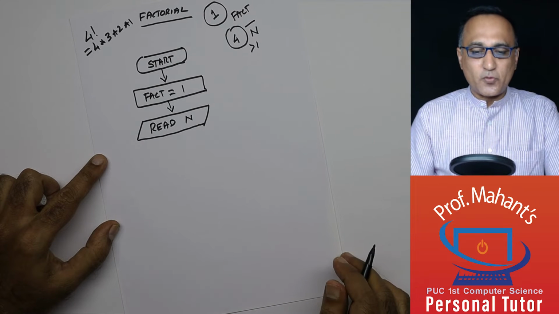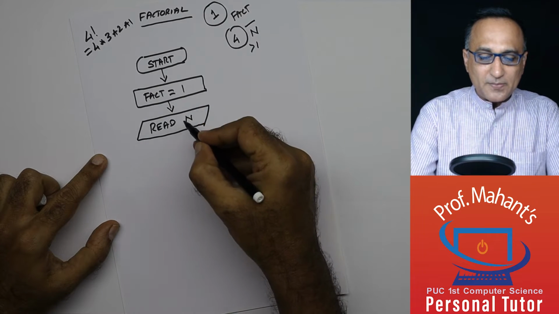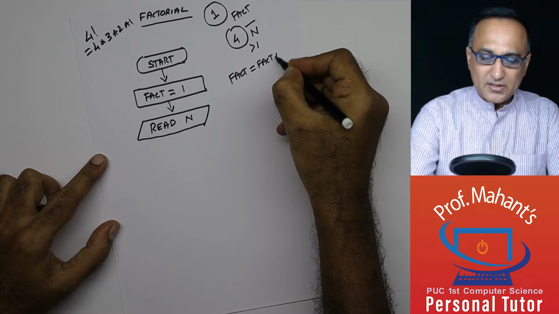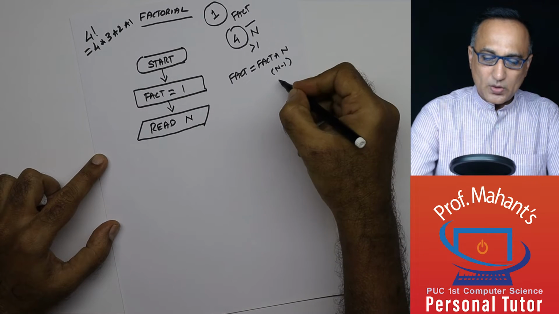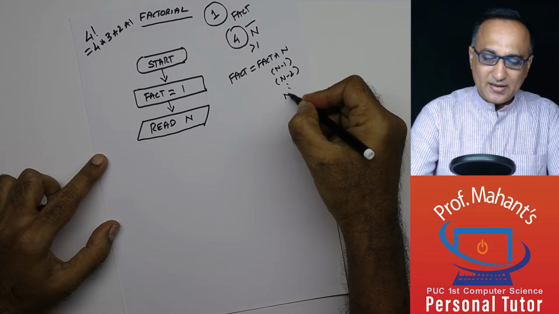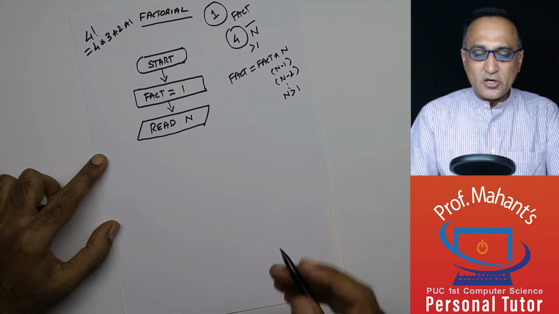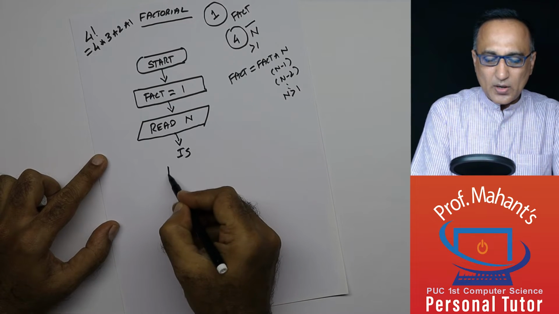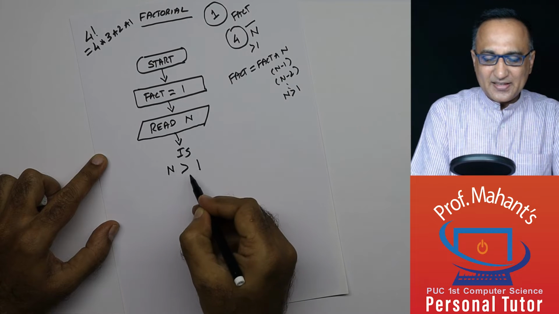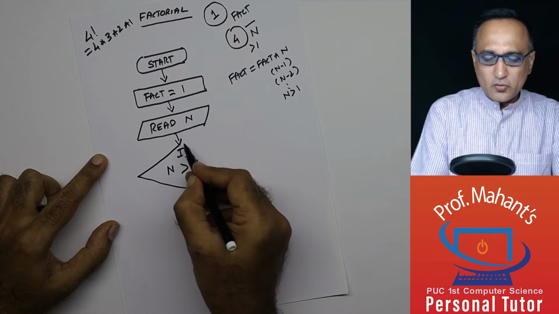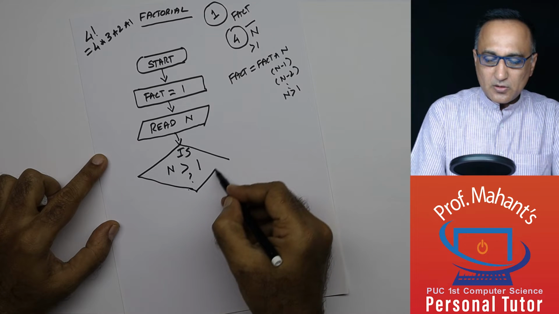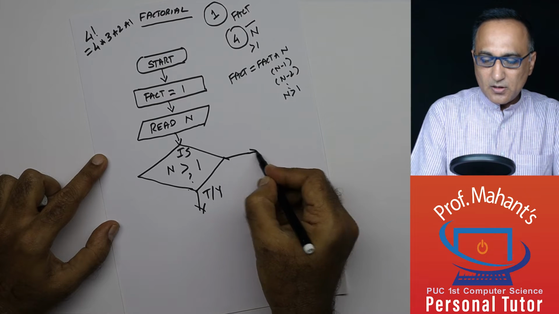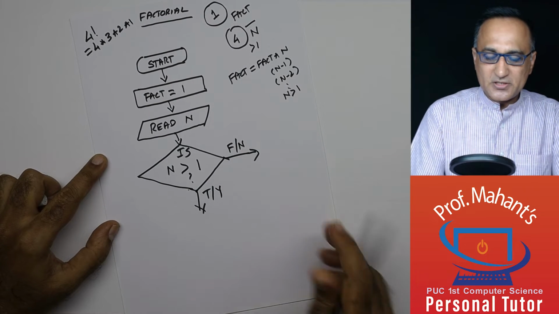Now you have to ask yourself a question. How long should you keep multiplying fact with n? You're going to get the factorial by multiplying fact with n, then n minus 1, n minus 2, all the way as long as n is greater than 1. So I need to multiply fact with n as long as the value of n is greater than 1. So I ask the question, is n greater than 1? This may be true or this may be false. Let's not worry about the false case.